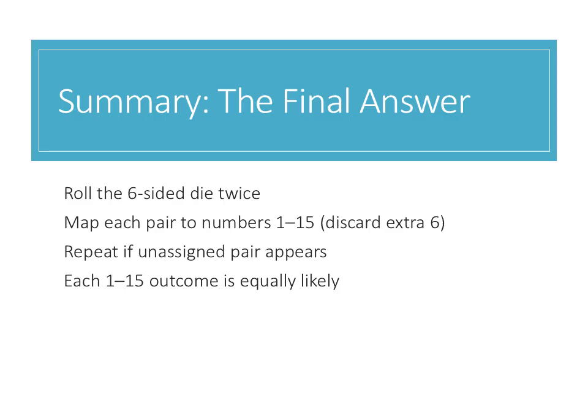To wrap up, here's the method in a nutshell. Roll a fair 6-sided die 2 times, then encode each ordered pair as a number from 1 to 36. Assign the numbers 1 to 15 to these pairs, 2 times each for a total of 30 assignments. If you roll one of the extra 6 pairs that aren't assigned, simply throw away the result and try again by re-rolling both dice. This guarantees that each number from 1 to 15 is just as likely as any other. Exactly what we needed to simulate a fair 15-sided die using just a regular 6-sided one.